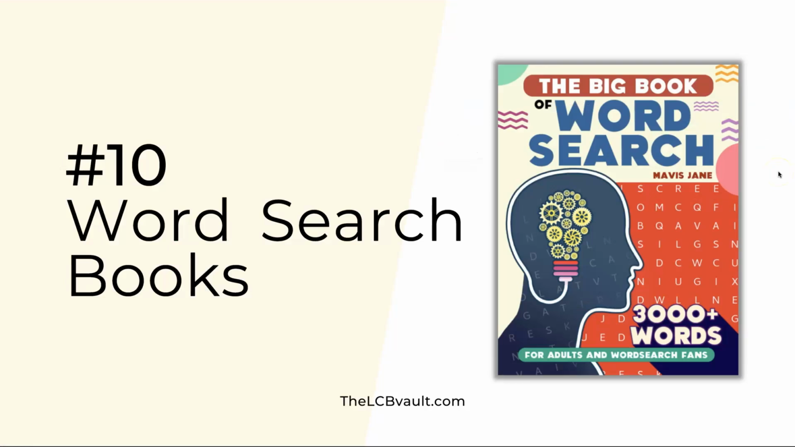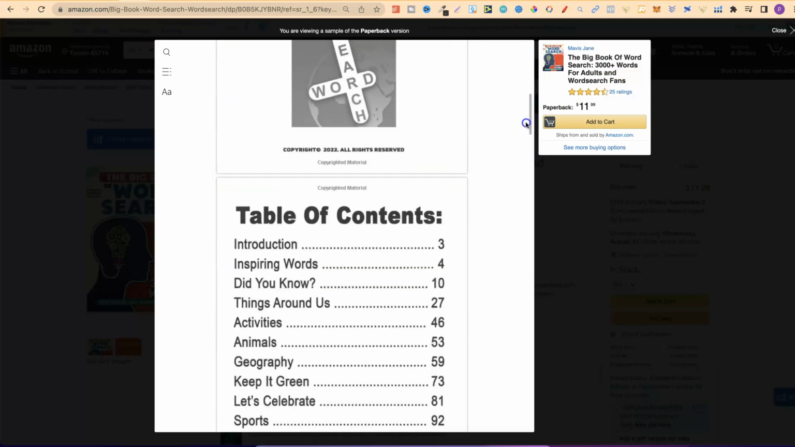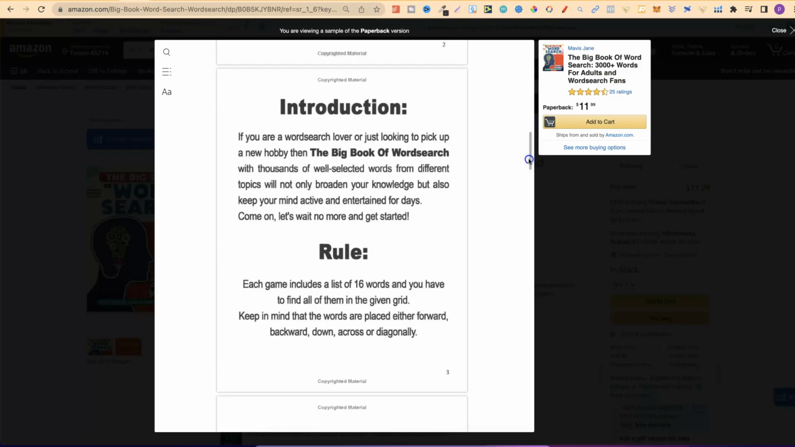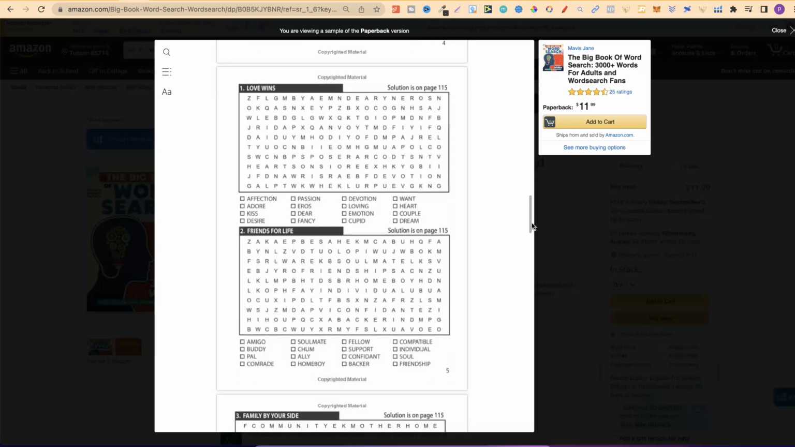Book number 10, word search books. Now, word searches are pretty simple. If we scroll down, I think we all know what a word search actually looks like, but if we scroll down to here, we can see. So with word searches, again, there's going to be lots of different ways that you can create your books around.